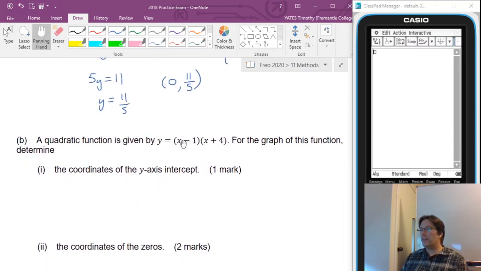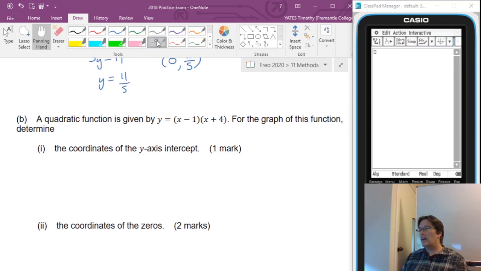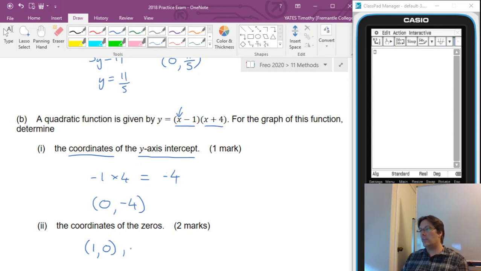Next up, quadratic function is that. What are the coordinates of the y-axis intercept? Again, that occurs when x equals 0. So that's going to be negative 1 times 4, because these two cancel out. That is going to be negative 4, but remember they're asking for coordinates, so we've got to say 0, comma, negative 4. What are the coordinates of the zeros? Super ultra straightforward. That's going to be at 1, comma, 0. Remember that y is always 0. So that's the thing that makes this equal to 0. The one that makes this equal to 0 is going to be negative 4, comma, 0. There we go.